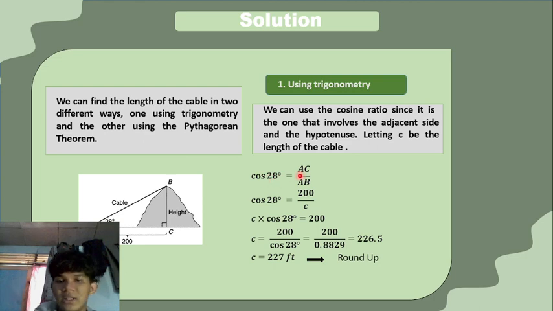Cos 28 degrees is equal to AC over AB. Cos 28 degrees is equal to 200 over C. We cross multiply this equation, so we get C times cos 28 degrees is equal to 200. We divide both sides by cos 28, so we get C is 200 over cos 28 degrees. So we get 200 over 0.8829, which is equal to 226.5. We round this up, so we get C is 227 feet.